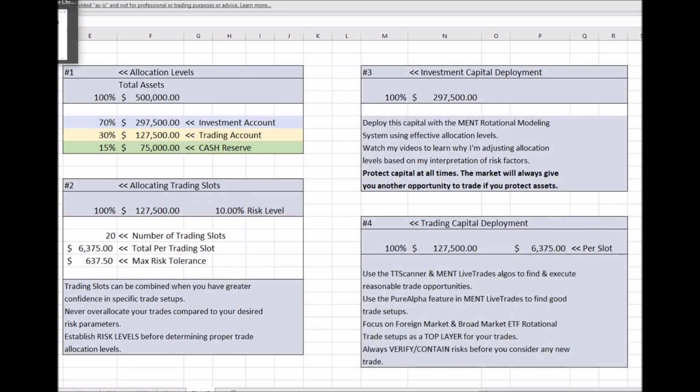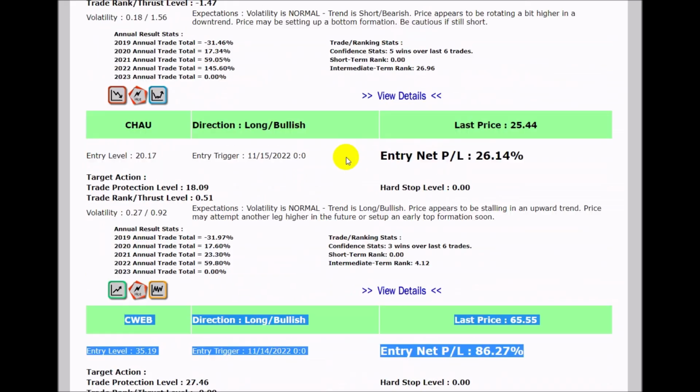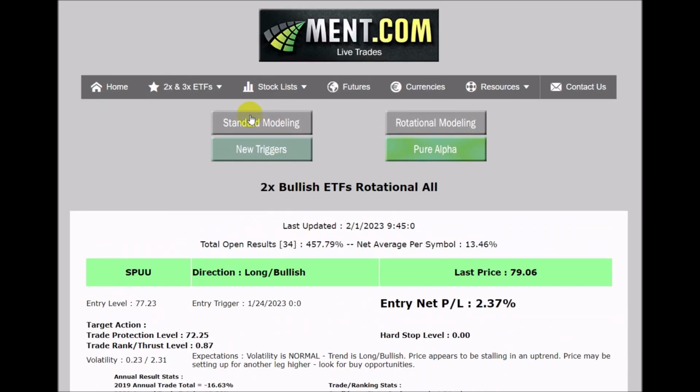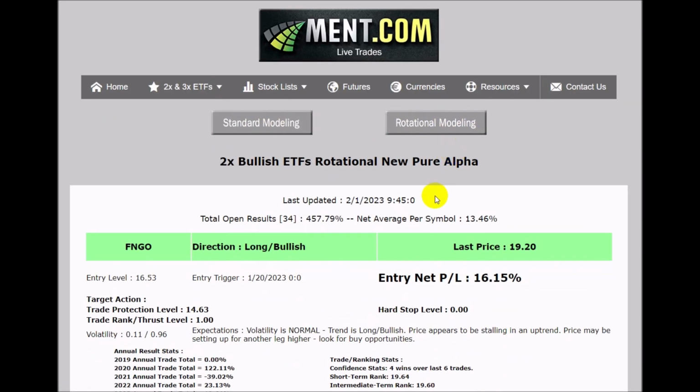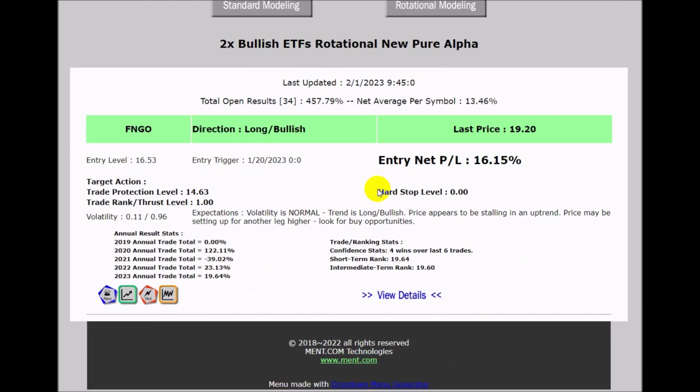Okay. So now, two things let's look at. So we looked at the new triggers. We looked at the rotational modeling system. Now let's see if any of these trades match the pure alpha trades. There's only one trade that matches the pure alpha.